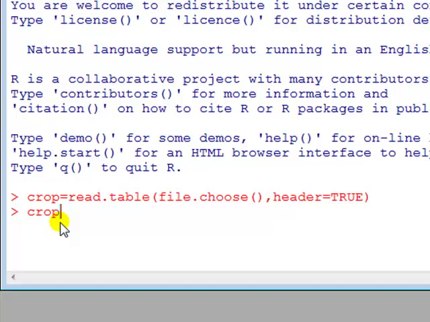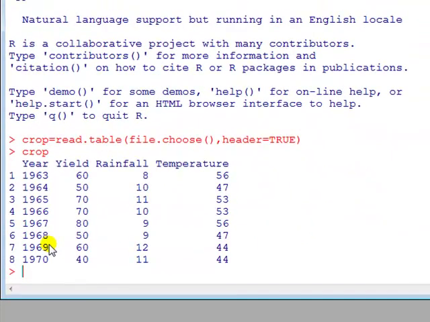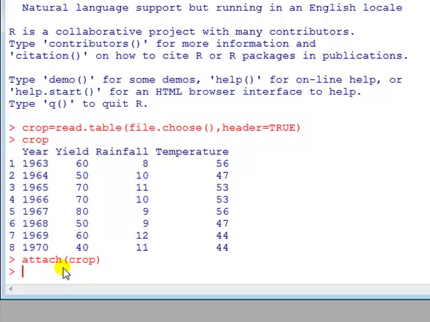Since it's a small data set, I can just have a look at it. If the data set was massive, it would not be a good idea to bring this up. There you go. I attach it so that all my commands will be on this data frame. Now here the DV is yield and the IVs are rainfall and temperature. Say I'm interested in the impact of rainfall on yield. Is rainfall beneficial to yield? Well, let's ignore temperature then, and just run a regression of yield on rainfall, a bivariate regression.